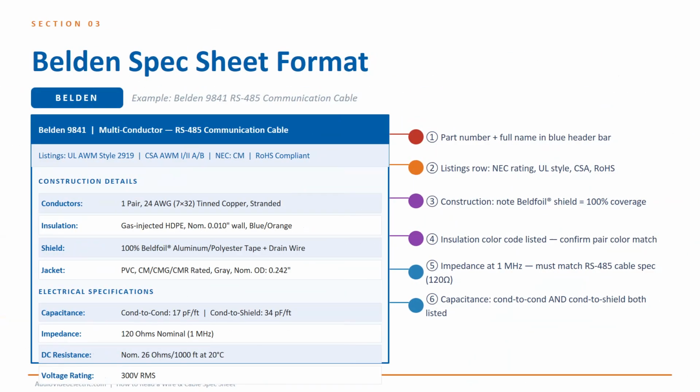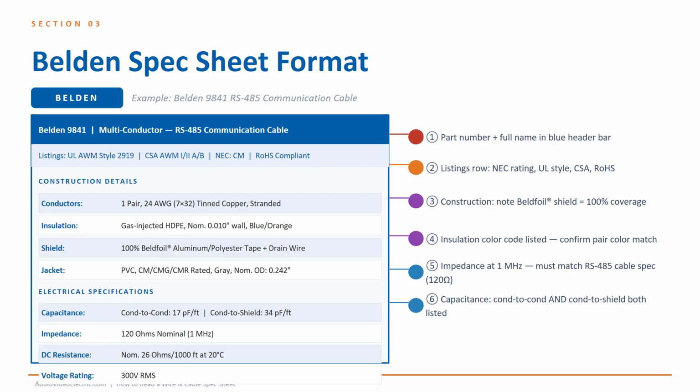Let's look at the Belden spec sheet format, using the Belden 9841 RS-485 communication cable as an example. The part number and full name appear in the blue header bar. The listings row includes NEC rating, UL style, CSA, and RoHS compliance. Construction details show conductors, insulation, shield type, like Beldfoil for 100% coverage, and jacket information.